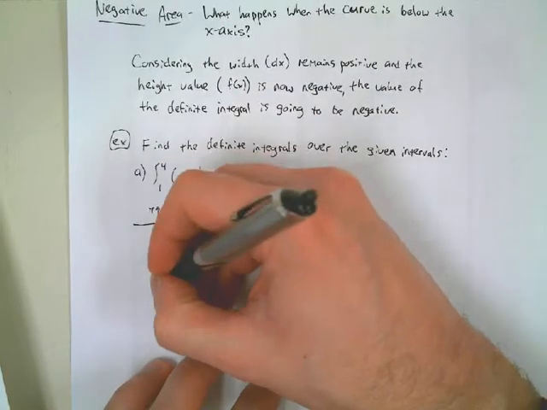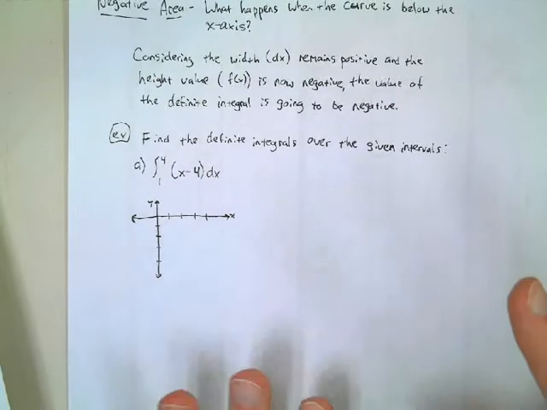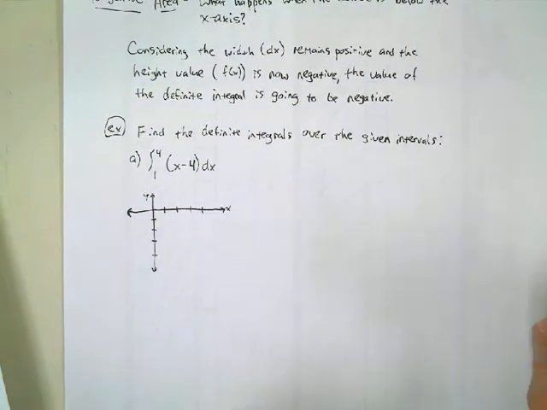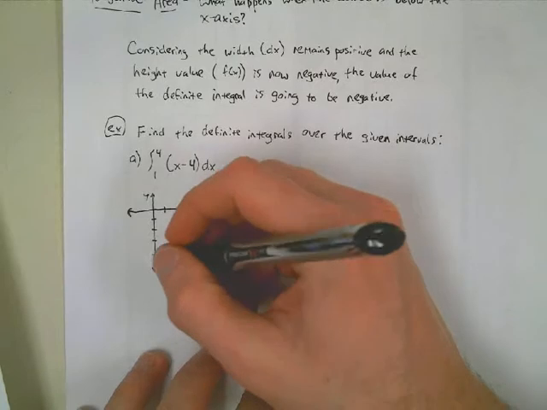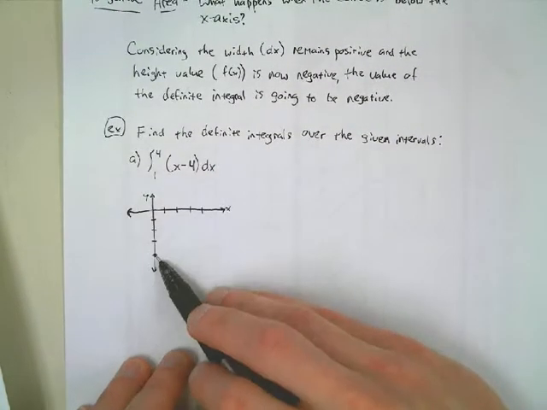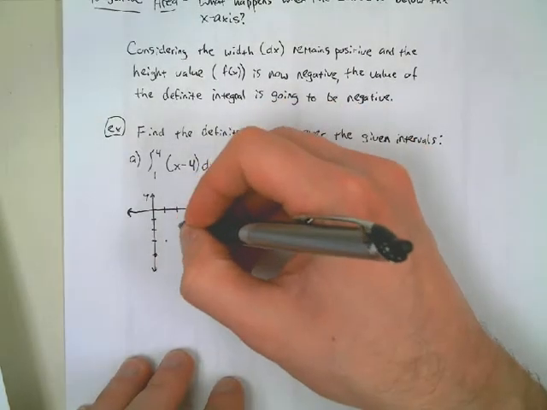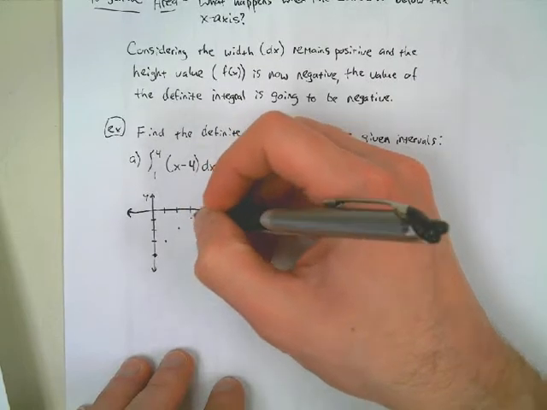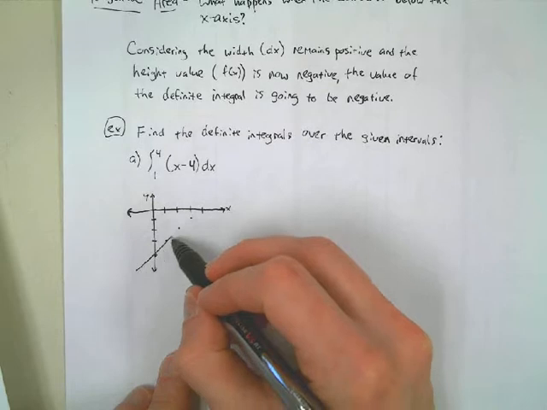Am I going too fast for anybody? We're all good? Okay. So let's graph our curve first. So the y-intercept is negative 4. And then we're going to go up 1, right 1, up 1, right 1, up 1, right 1, up 1, right 1, and we connect the dots to make our line.